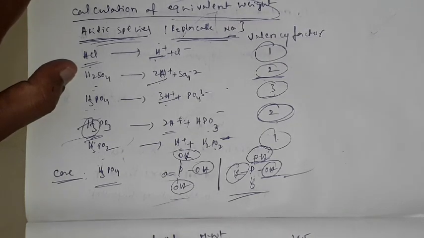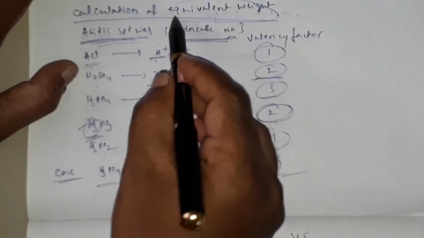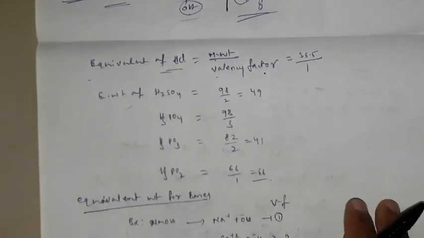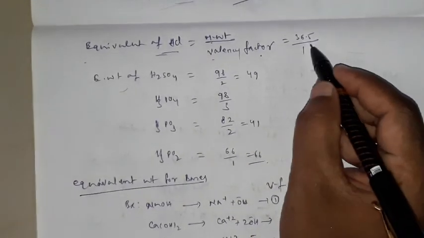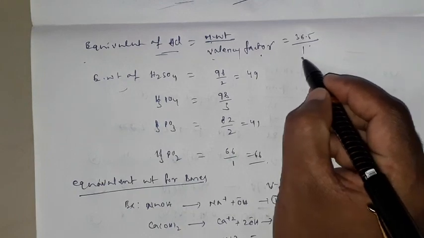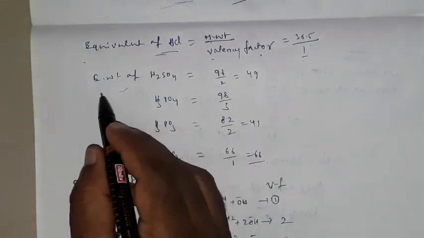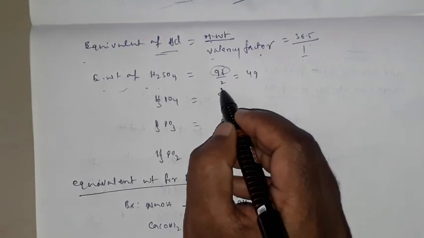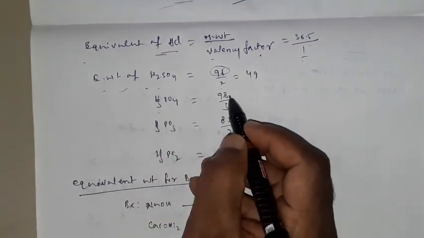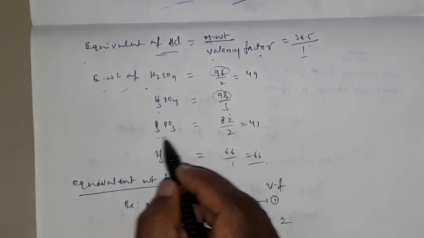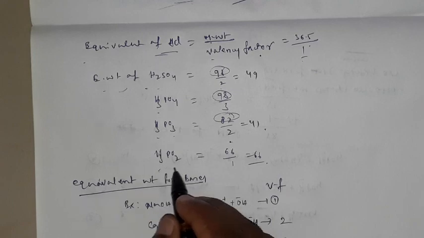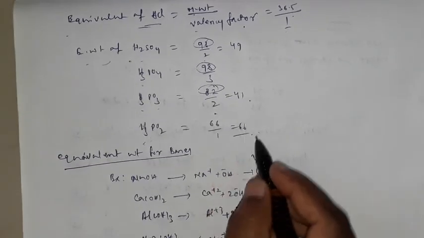Next, the concept of equivalent weight. Equivalent weight equals molecular weight by valency factor. Molecular weight of HCl is 36.5 and the valency factor already found is 1. So the equivalent weight of H2SO4 is 98 by valency factor 2, H3PO4 is 98 by 3, H3PO3 is 82 by 2, that is 41, and H3PO2 is 66 by 1, that is 66.